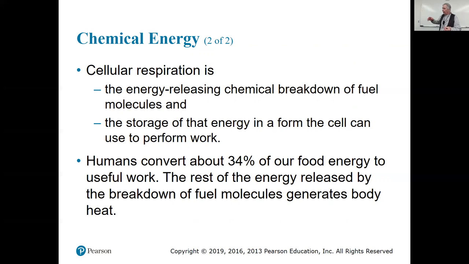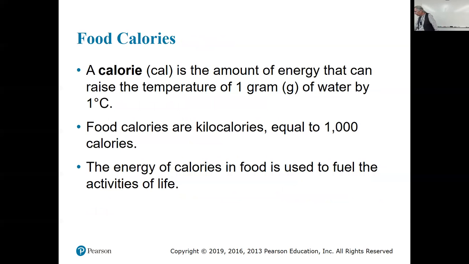But then remember, the ATP that's made is broken down to allow us to do work, but that becomes heat also, remember. Okay, calorie, you've heard of this term. A calorie is the amount of energy that can raise the temperature of 1 gram of water by 1 degree Celsius. So it's really a measure of heat.